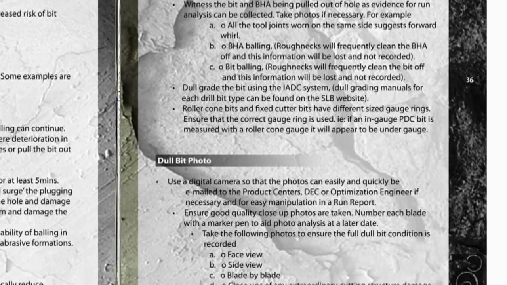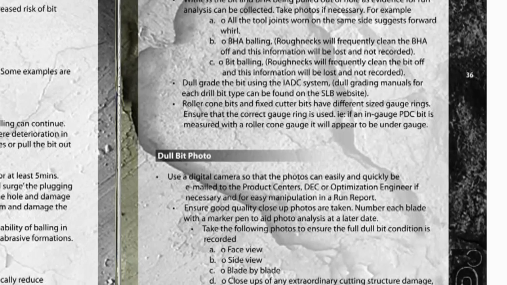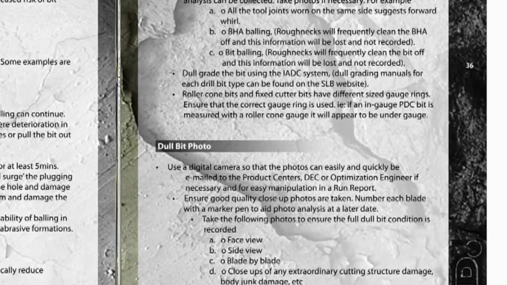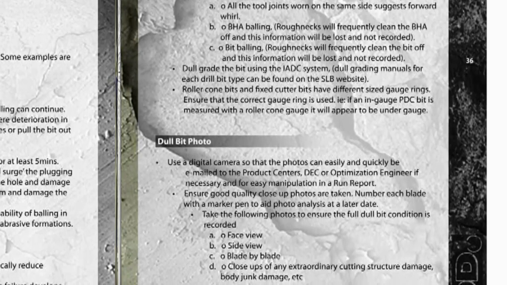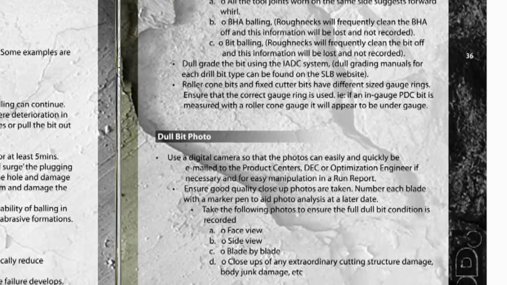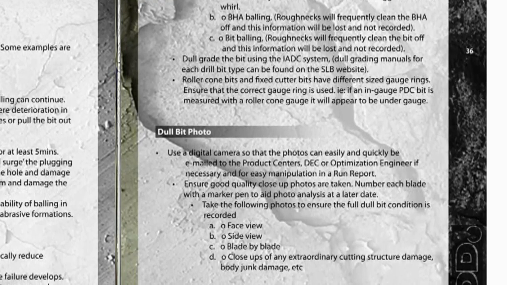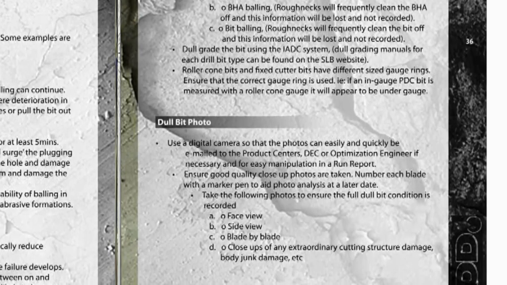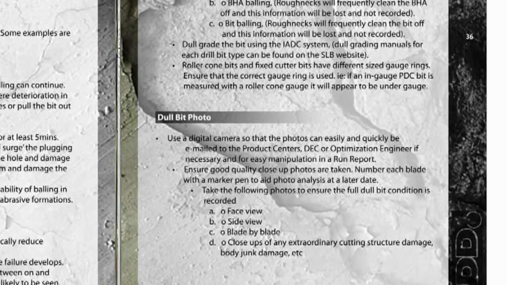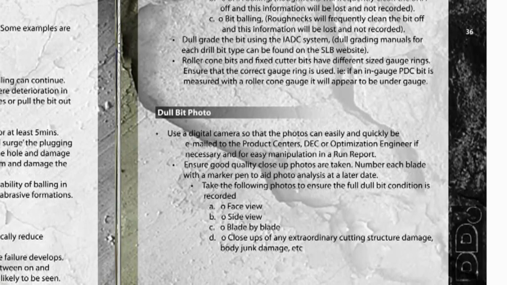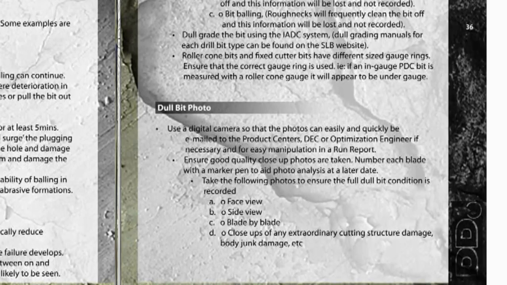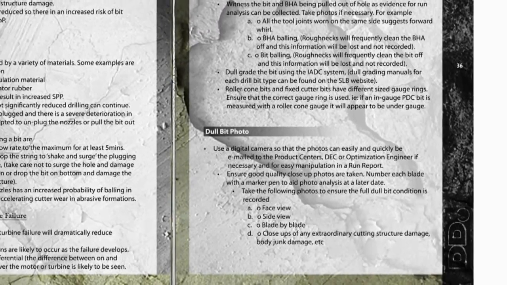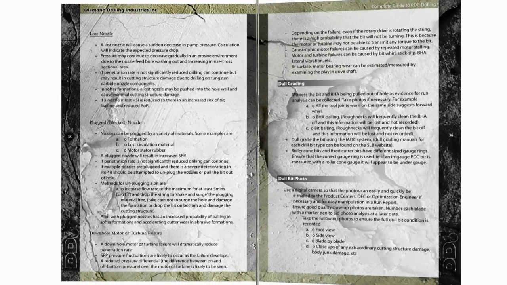Dull bit photo. Use a digital camera so that the photos can easily and quickly be emailed to the product centers, DEC, or optimization engineer if necessary, and for easy manipulation in a run report. Ensure good quality close-up photos are taken. Number each blade with a marker pen to aid photo analysis at a later date. Take the following photos to ensure the full dull bit condition is recorded: face view, side view, blade by blade, close-ups of any extraordinary cutting structure damage, body junk damage, etc.